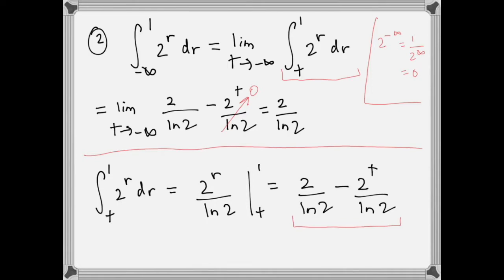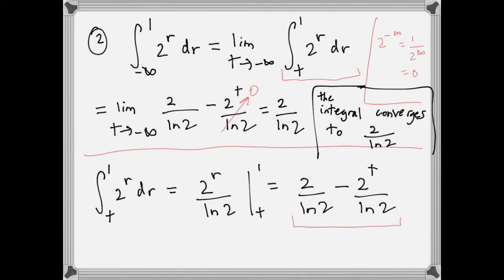Okay. So what does that mean? We would say the integral converges to 2 over ln of 2. So this is the kind of terminology that you're going to use when it comes to improper integrals. You're going to say whether it converges or diverges, and then you're going to say what it converges to. If it diverges, you don't say it diverges to something. Diverge means it doesn't equal anything, right?